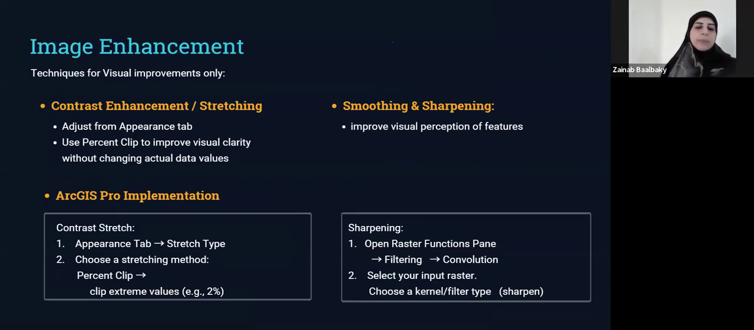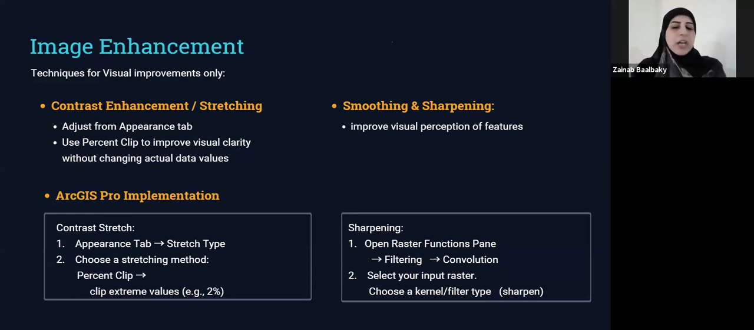Before every analysis or application, image enhancement can be divided into visual and analytical techniques. First, the technique for visual improvement can use contrast stretching, which improves how clearly we see features without altering the actual data, using tools like percent clip in the appearance tab. The second one is smoothing and sharpening, which enhance edges and reduce noise, making details more visible.